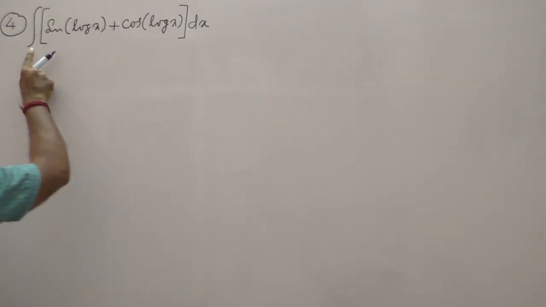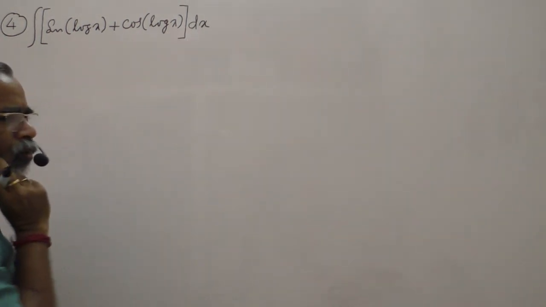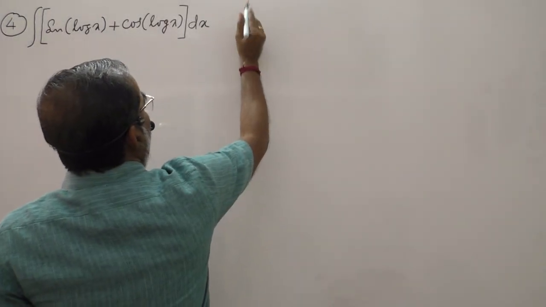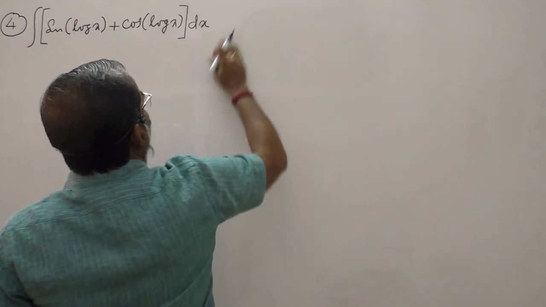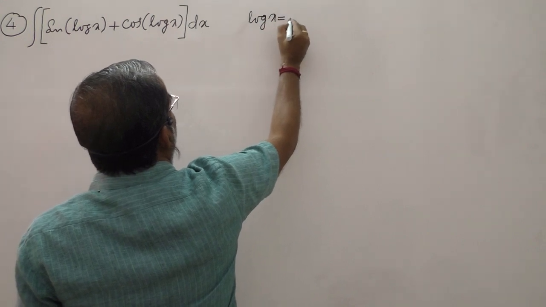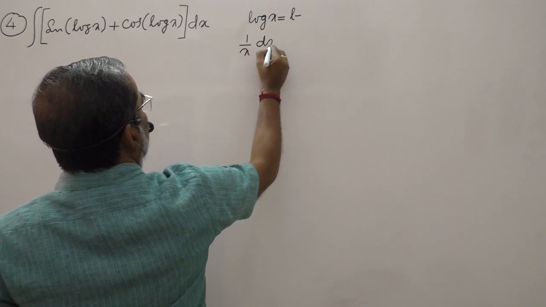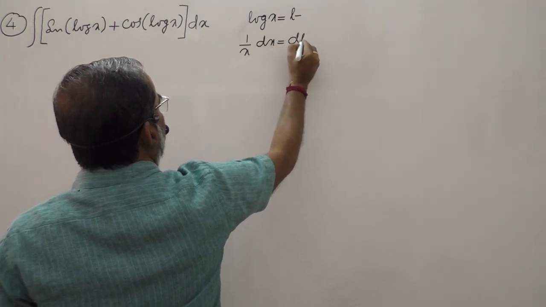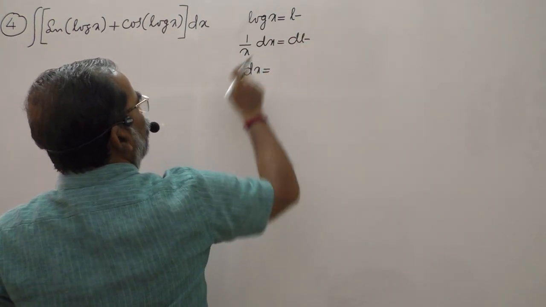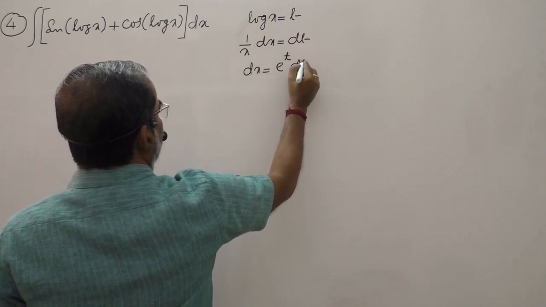What is this? Integral sine of log x plus cos of log x into dx. We are not sure which one should be applied. Therefore, I will go with substitution. I will suppose log x is equal to t. Then we will have 1 by x dx is equal to dt. This implies dx is equal to x into dt. What is x? X is e power t from the assumption.